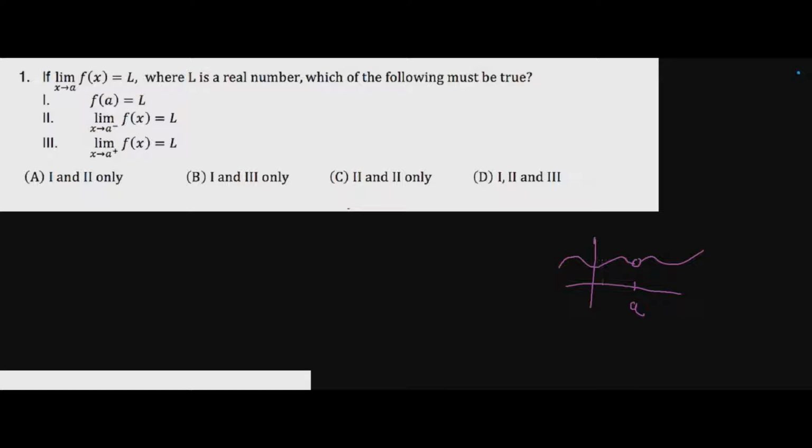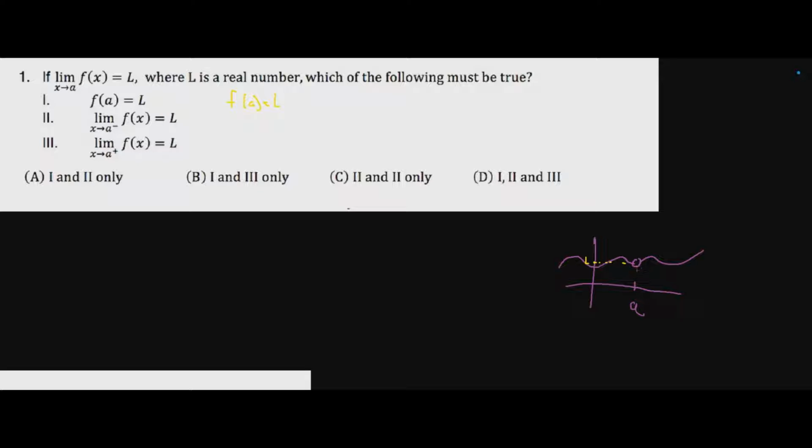Okay, the limit as x approaches a from the left and from the right, well, we get closer and closer to this y value, which happens to be L. Okay, that's all it's saying. It says which of the following must be true. All right, well, it says number one, that means f of A equals L. F of A is equal to L.